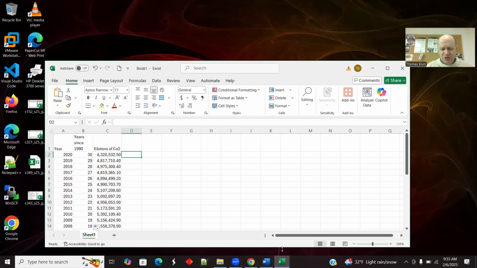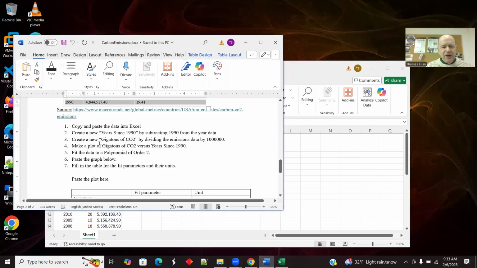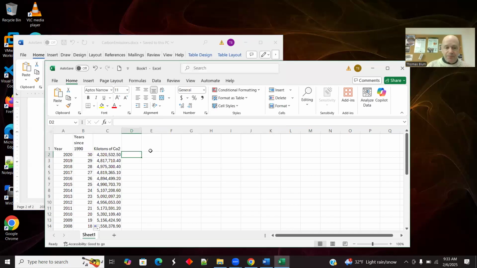I also have some issues here with the amount of carbon emissions, which unfortunately is so very high. Even in kilotons, it's quite high, up in the millions. So again, to bring the numbers down, I'm going to convert to an even bigger unit. I'm going to go from kiloton, even past megaton, into gigaton. So I'm going to divide by 1,000,000.